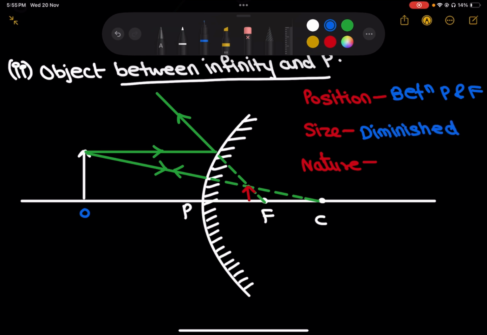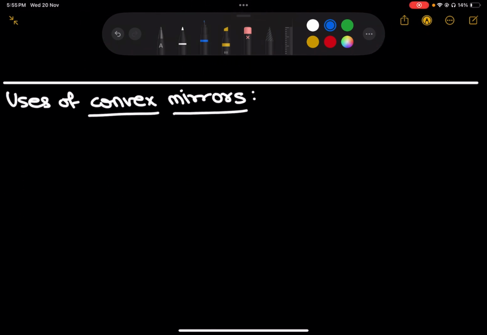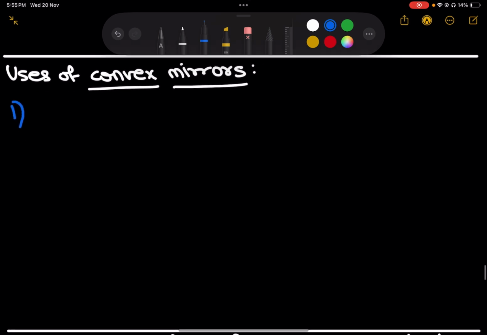Okay, and the nature, it is virtual and erect, as I said. In both cases, we get virtual and erect. Okay, understood? So these are the 2 cases for convex mirror, the image formation. Now moving on to the uses of convex mirrors, where convex mirrors are used basically. Okay, so the first use of convex mirrors is as rear view mirrors in vehicles.